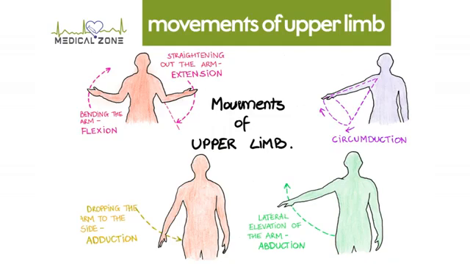Next movement is medial rotation, when the arm rotates medially, bringing the flexed forearm across the chest, and lateral rotation, when the arm rotates laterally, taking the flexed forearm away from the body.